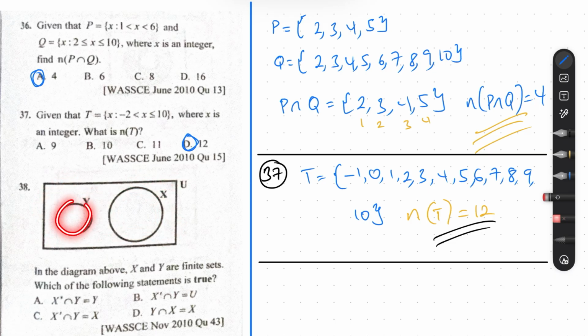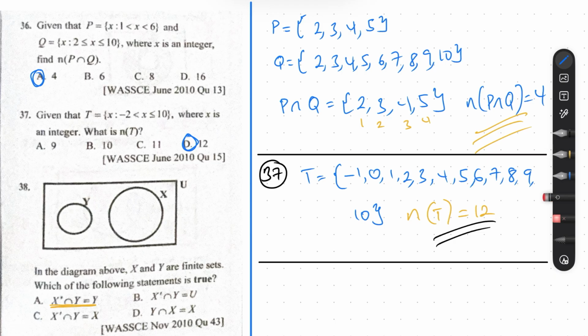That is possibly true because y is not in x, right? Y is outside of x. So it is possibly true that the intersection between x complement, that is everything outside of x, and y might be y, because that is the only set we have outside of x. So this is possibly true. Let's underline that for now. Now let's go to the next one.